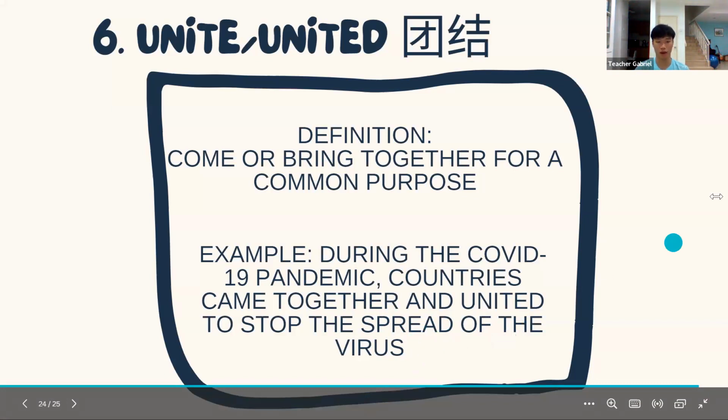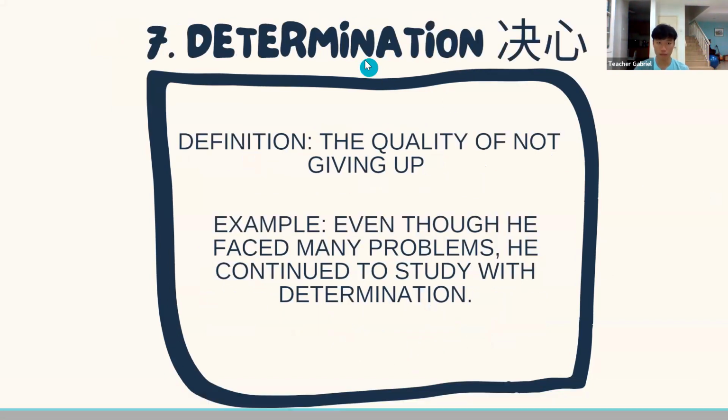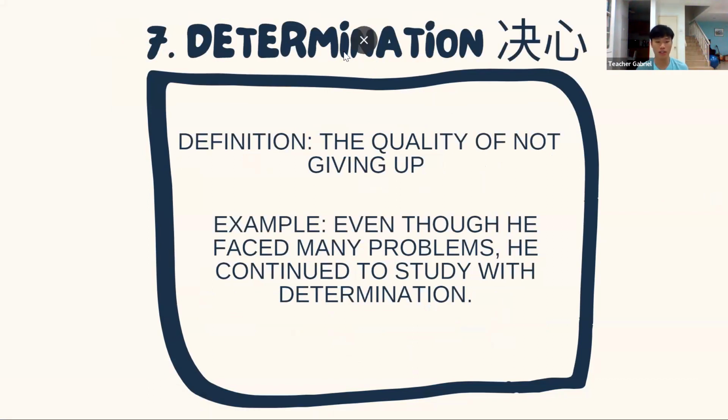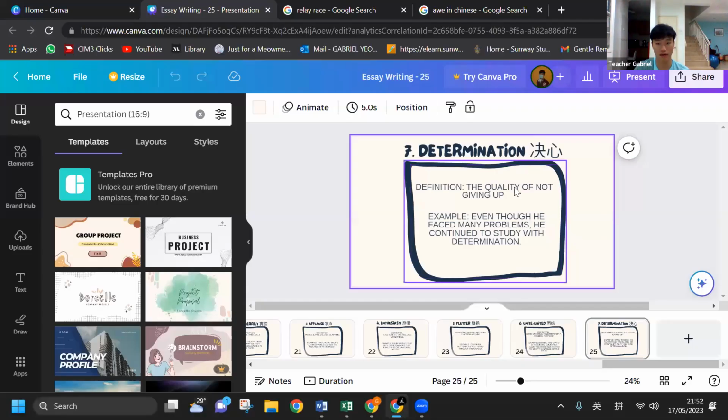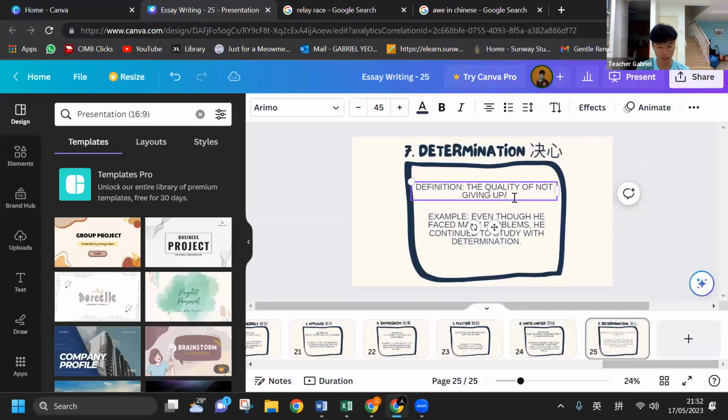Okay, so we united, 我们团结, for a common purpose, which is to stop the spread of the COVID-19 virus. Okay, so this is how you can use unite. Okay, so determination, the last word. Okay, 决心. So definition here would be the quality of not giving up. You are very determined, you are very focused. Okay, you can also use focus lah. Let me say focus.